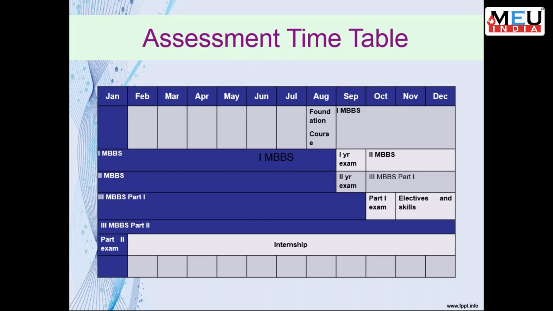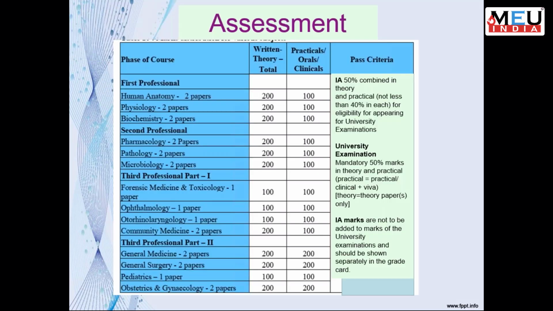So now in pharmacology, we will have 200 marks for the theory, and the practicals will be 100 marks. And the passing criteria I already said. So in that university examination, it is mandatory to have 50% marks in theory and practical. And the Viva marks will be considered as practical marks. So practical plus Viva will be the practical marks, and the theory papers will be the theory marks.